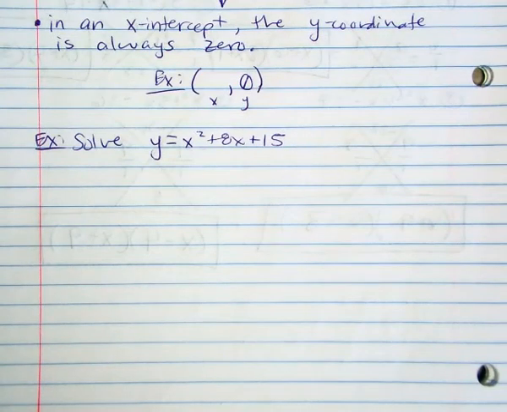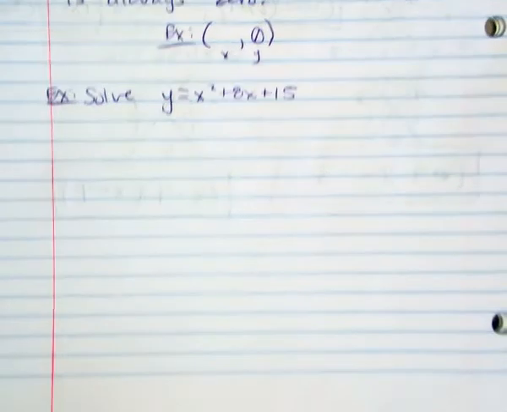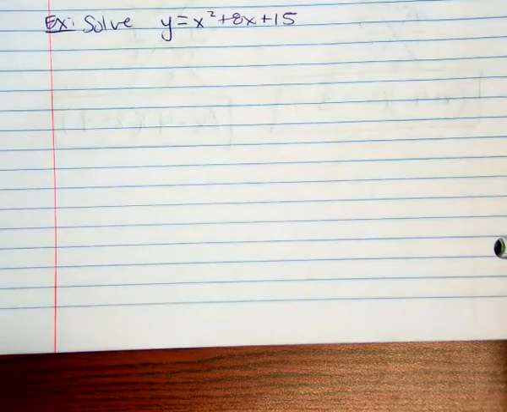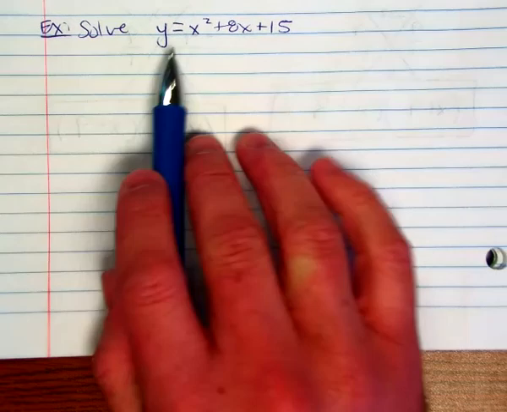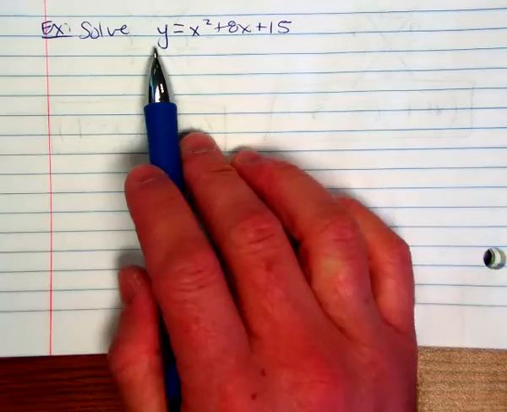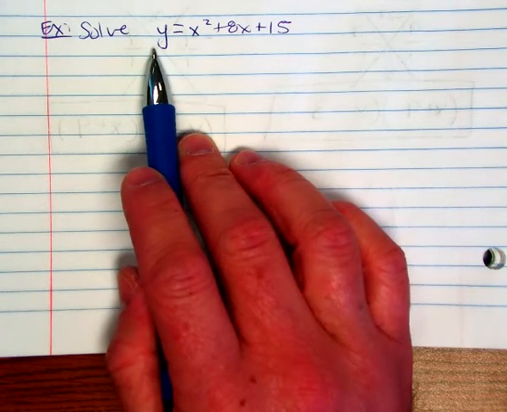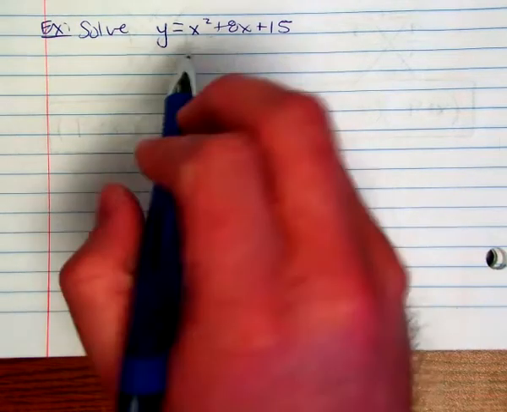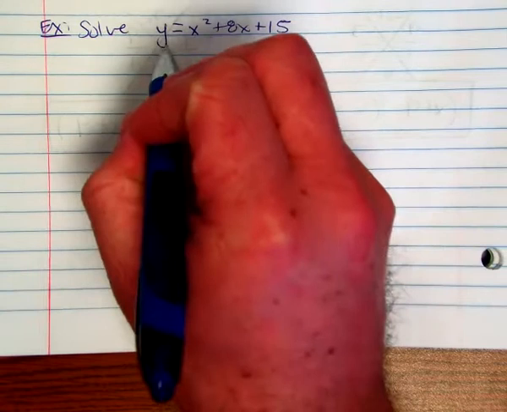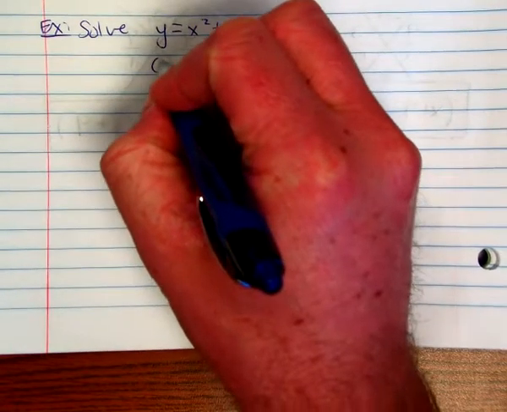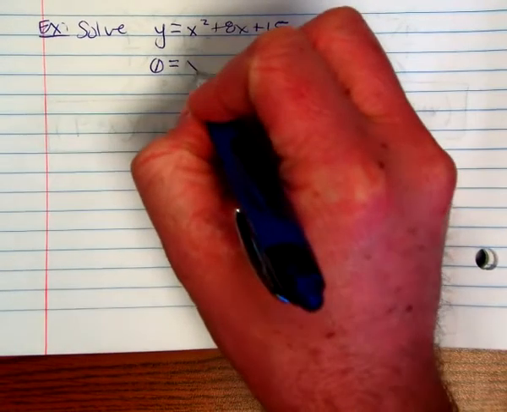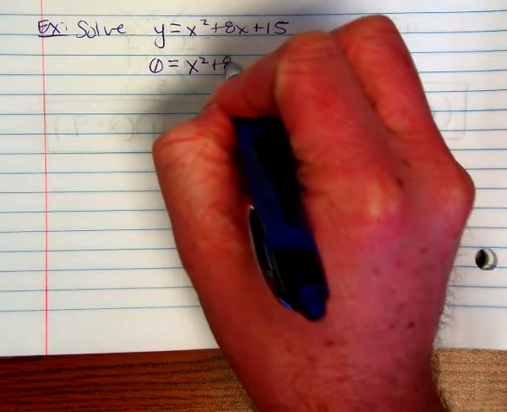If that's the case, if y is supposed to be 0, then here's what we're going to do. In this equation, we are going to set this up so that y is 0. This is not going to change anything about how we do these. This is going to connect to something we saw last week. If we're finding an x-intercept, y has to be 0. So first thing, I'm going to rewrite this. Instead of y equals, I'm going to say 0 equals.